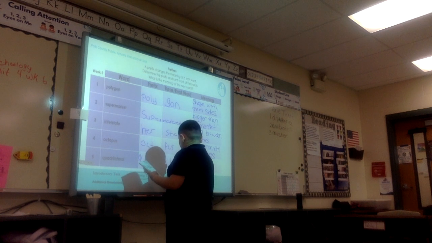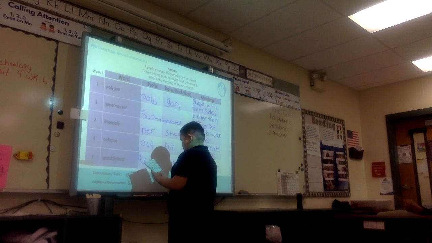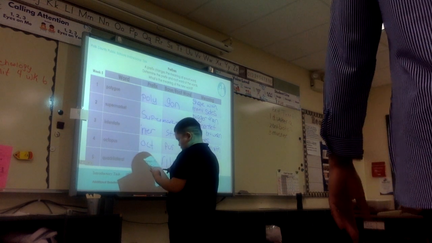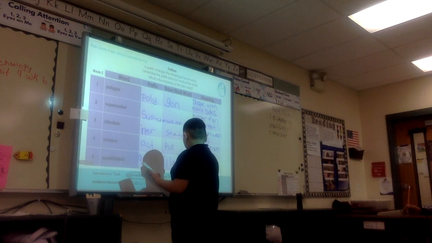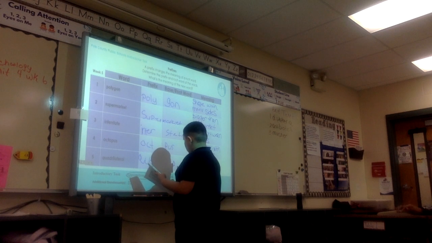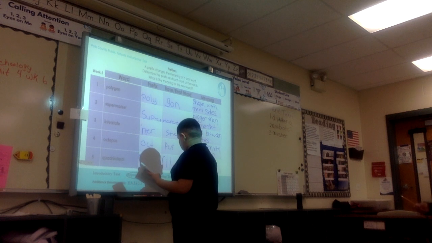All right. So quad is the prefix. Lateral is the root. What is the meaning? Oh, this is another crossover word. While he's writing, this benchmark is crossing over into what subject, guys? Math. Very good. It is a shape. But how many sides would this shape have?